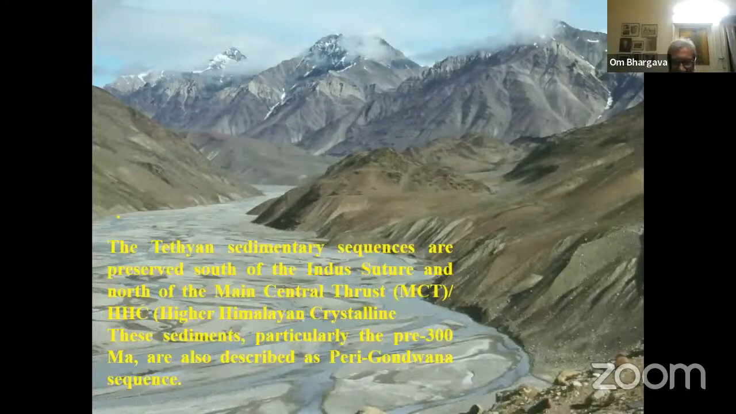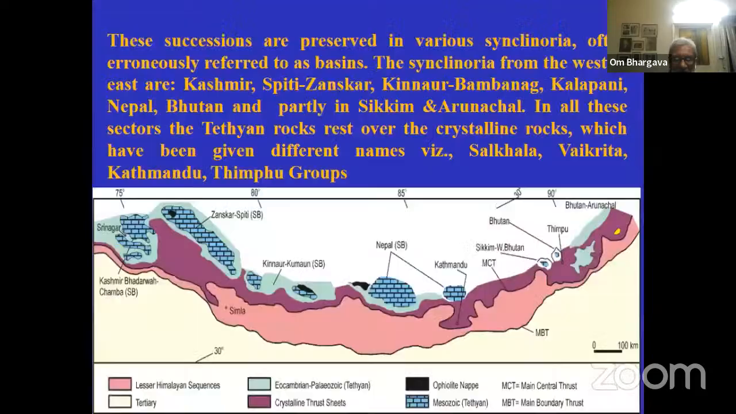in the real sense, the Gondwana or the Tethyan sediments, or the Tethyan sea, they say it begins from Permian onwards. So these successions are preserved in various synclinoria, and people often call them basins. Basin means it's isolated, but they were all connected because we see the same type of lithostratigraphy, which we see from Srinagar, with some changes, right up to Bhutan, and most of it has gone to the Tibetan part, north of Arunachal.